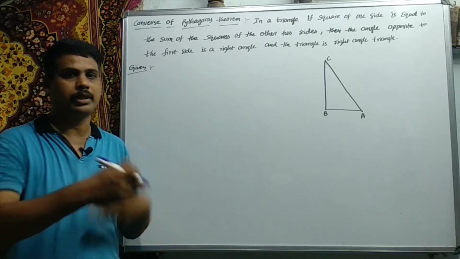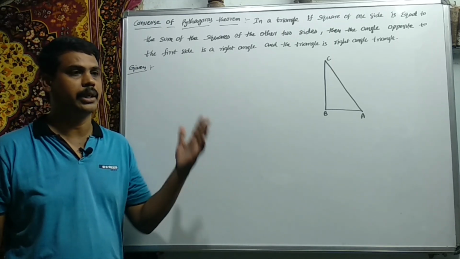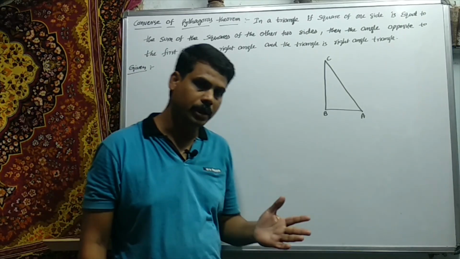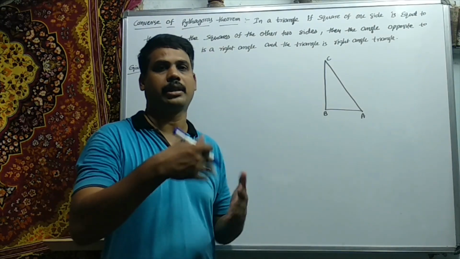Okay, next theorem we have to prove is the converse of the Pythagoras theorem. This is the reverse process of the Pythagoras theorem. Already we proved the Pythagoras theorem, which means in any right angle triangle, the square of the hypotenuse is equal to the sum of the squares of the other two sides. Now the reverse means converse.